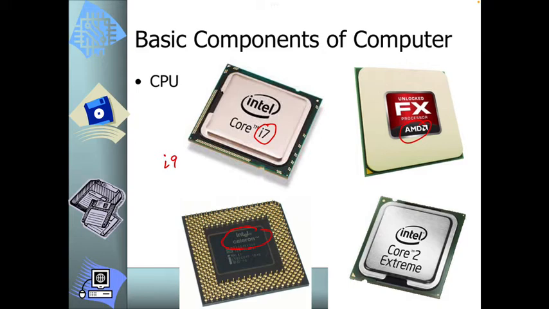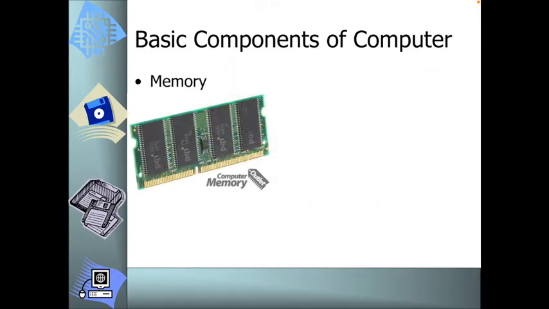Okay, and we also have Intel Core 2 Extreme. Usually we have Intel i7 for our processor. Next we have what we call memory. If you want to go further on memory, this is a long journey of memory.